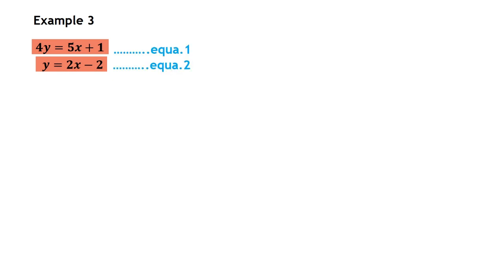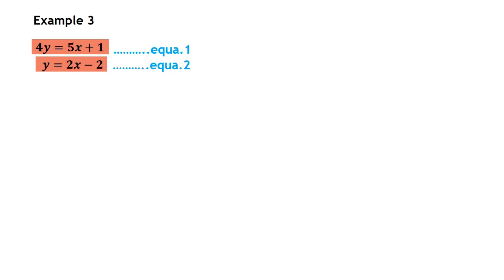Let's have a look at example 3. We're still on the elimination method. Now, we've got here 4y is equal to 5x plus 1, and y is equal to 2x minus 2. Again, you want to look very carefully. Which one do you want to eliminate? Do you want to eliminate the y, or do you want to eliminate the x? In this case, I'll go for y.